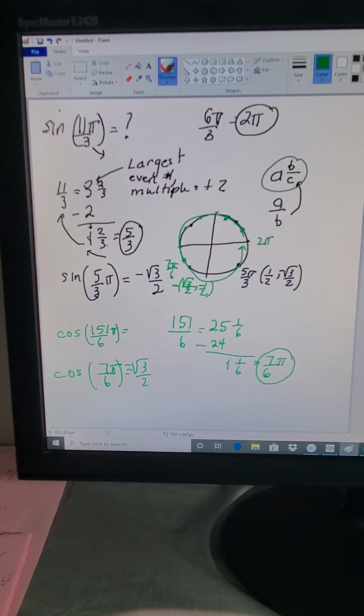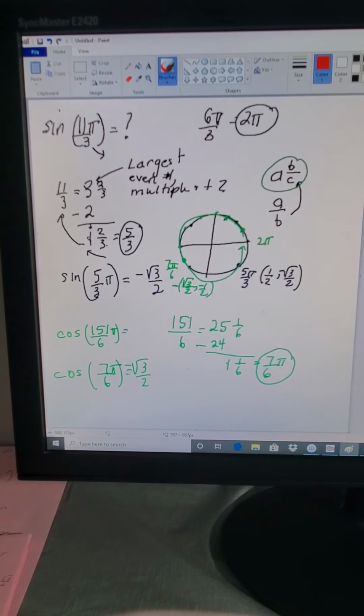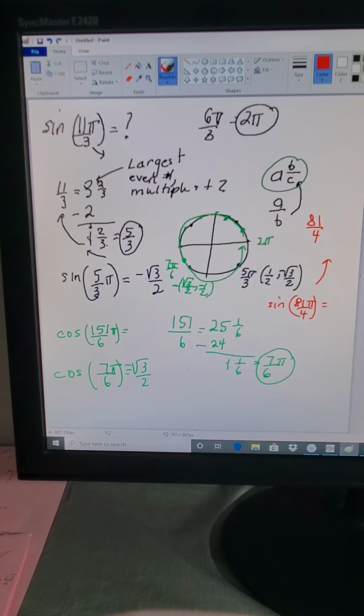And now I'll do one more. Let's see where I can squeeze this in so I don't waste time erasing. I'll try to start it here in red. I will do the sine of 81 pi over 4. Okay, too big. I'm going to reduce. I'll do it up here. 81 over 4 as an improper fraction is 20 and 1/4.